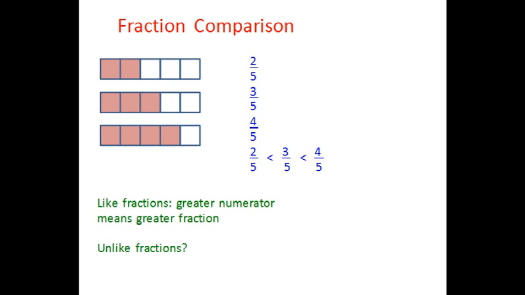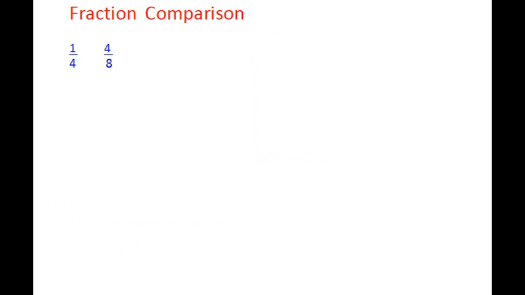How about unlike fractions? How to compare those? Let's look at an example. Let's look at these two fractions, 1 over 4 and 4 over 8. Now, to be able to compare this easily, let's see how it would look in a diagram. So now you see the first square shows that the square is divided in 4 parts and one is colored. And the second one is divided into 8 parts and 4 parts are colored.